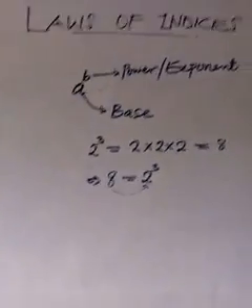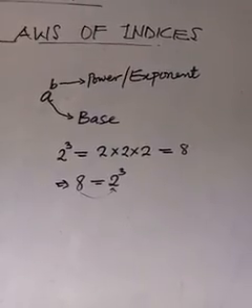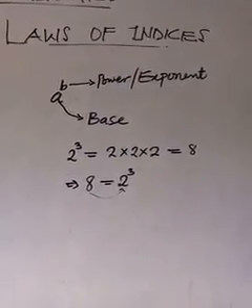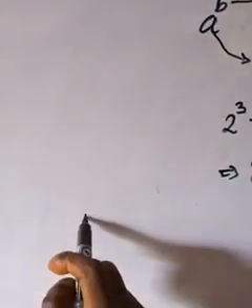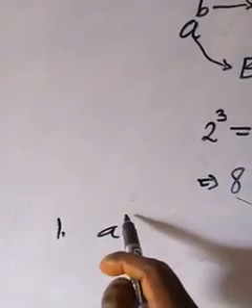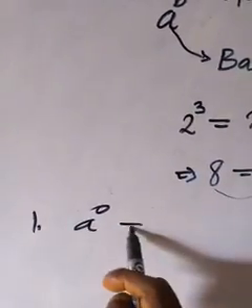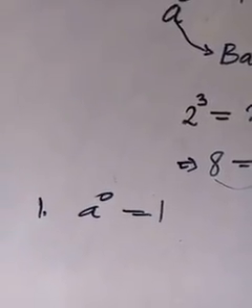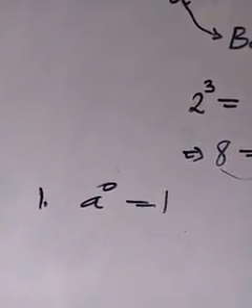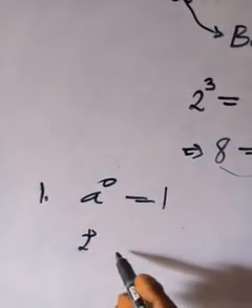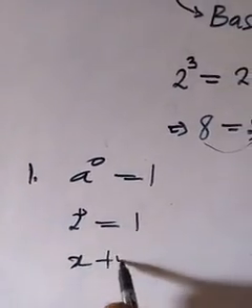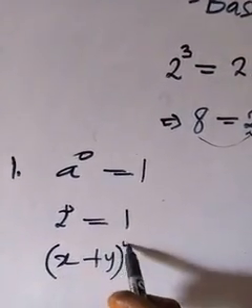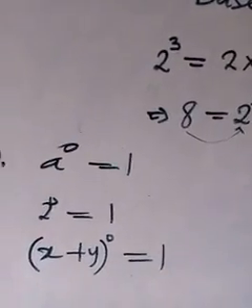Now, the analysis and simplification depend on the basic interpretation and rules, which are: one of the rules states that if a number is raised to power 0, it's going to give us 1. That is, any number raised to power 0 in indices is equal to 1. 2 raised to power 0 is equal to 1. Even if you have (x plus y) raised to power 0, it's going to give us 1.